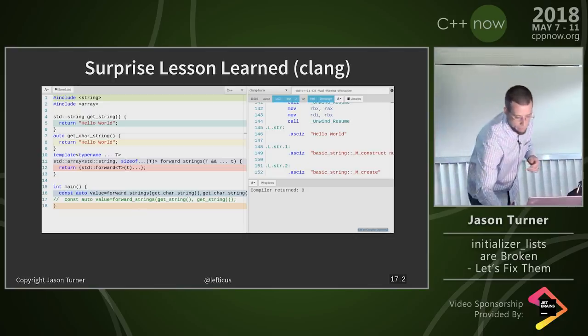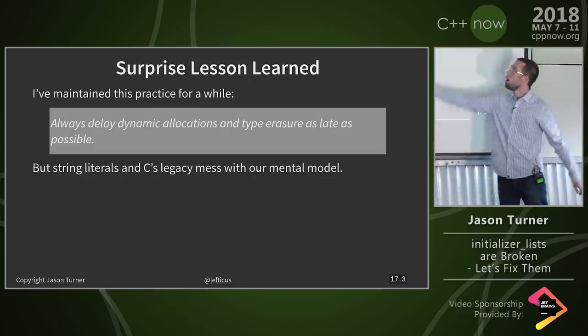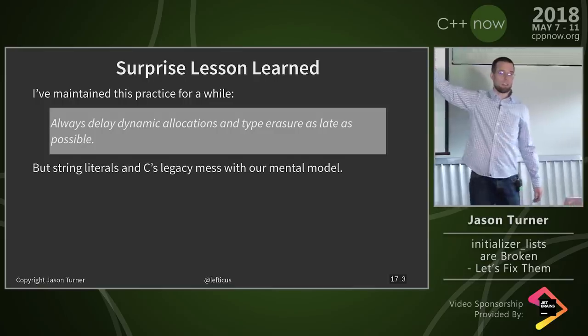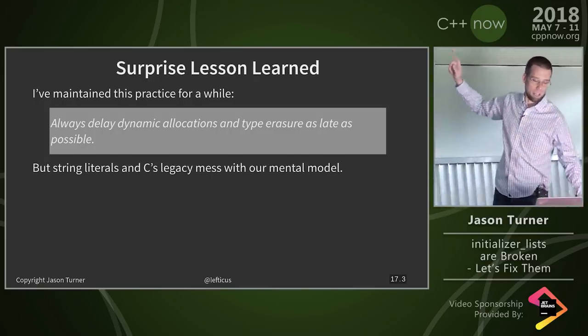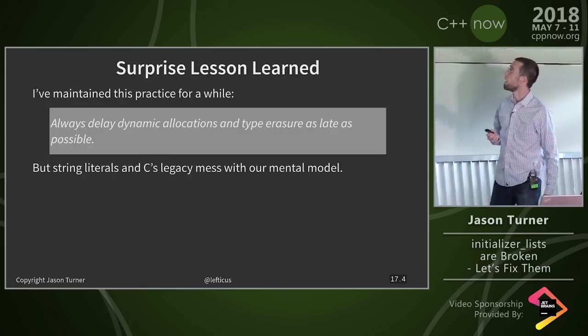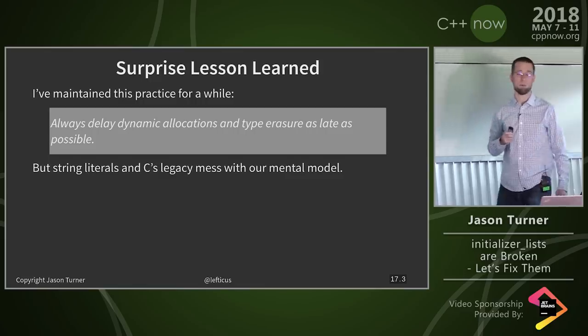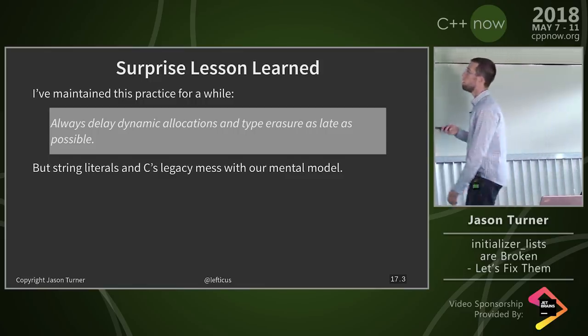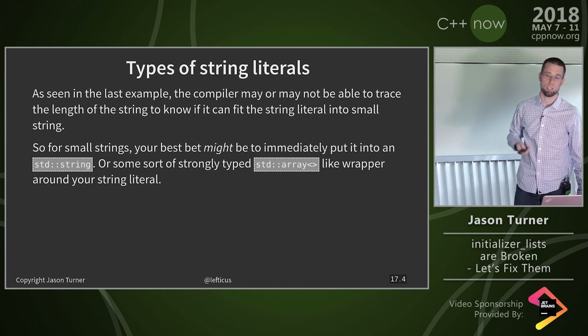Right. So I have maintained this practice for a while: always delay our dynamic allocations and type erasure as late as possible. String literals and C's legacy now start to mess with our mental model. And for the first time, I have an answer of what's the main thing I'd remove from C backward compatibility. As seen in the last example, a compiler may or may not be able to trace the length of the string.